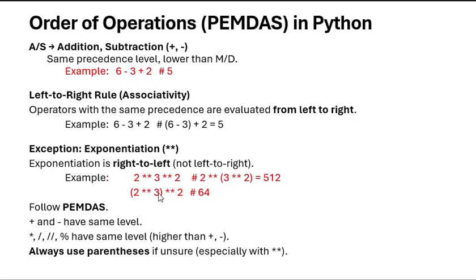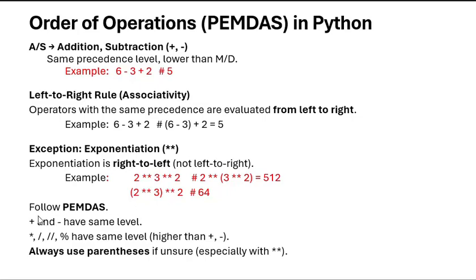(2 exponent 3) exponent 2. They have given the brackets. The parenthesis is the high priority here. That's why solve that parenthesis first. 2 exponent 3, you will get 8. 8 exponent 2, you will get 64. In this case, you can solve from left to right, because you have parenthesis. That is the only reason.